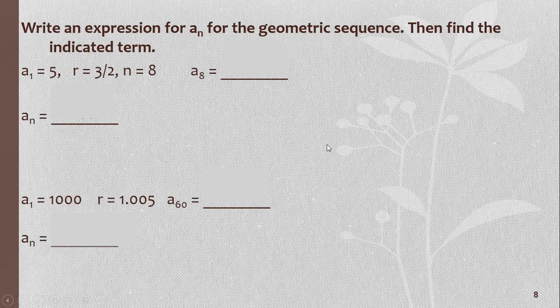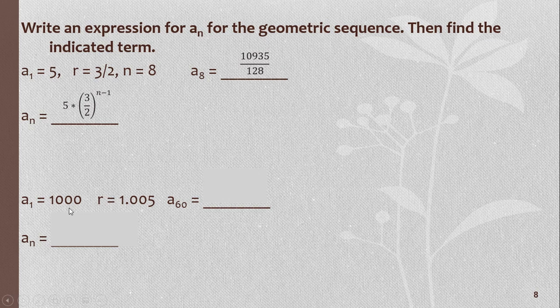All right, so now write an expression for a sub n for the geometric series, then find the indicated term. So here I've got a sub 1 is 5, my ratio is 3/2, n is equal to 8. So what is a sub n? A sub n is 5 times my ratio to the n minus 1 power. So a sub 8 is going to be 5 times 3/2 to the 7th power. And I'll use my calculator to help me out with this one. So 5 times 3/2 to the 7th power would equal this number here.